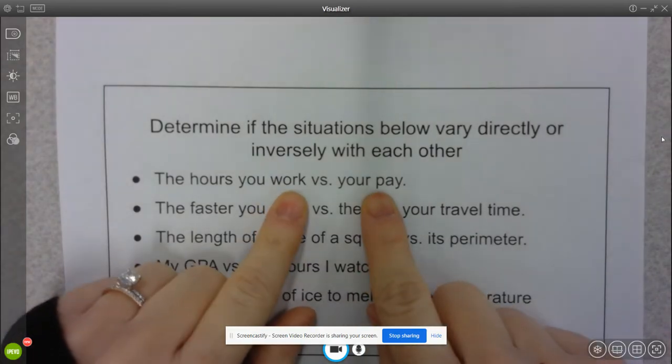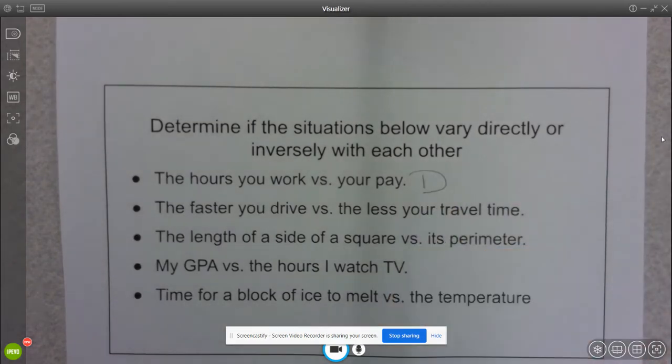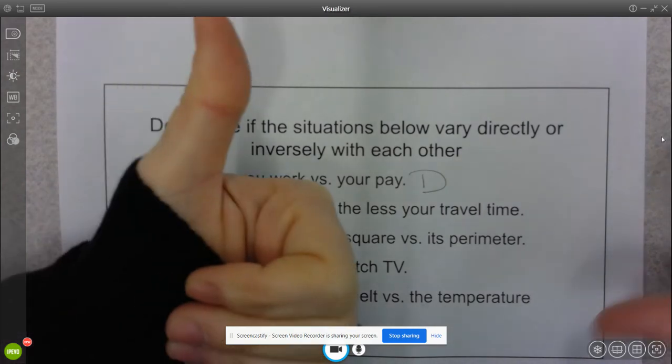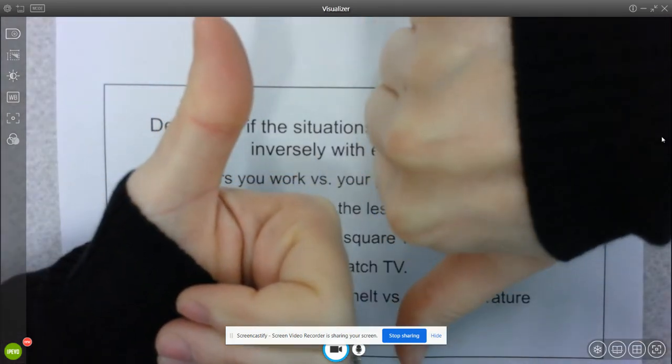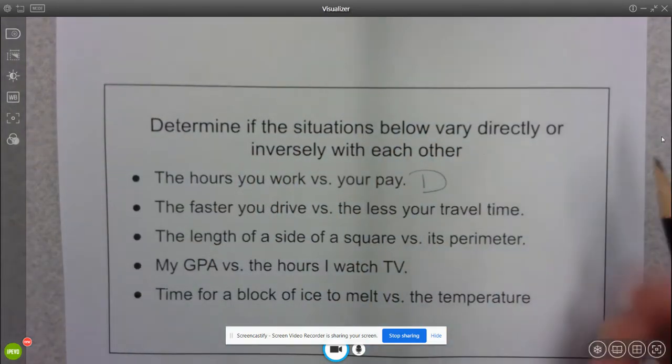So the hours that we work versus the pay that we get. Assuming that we're not on salary and that we're working an hourly job, as the number of hours that I work goes up, our pay is also going to go up. So that would be a direct variation. The faster we drive versus our travel time. So the faster I drive, my speed's going to go up. The time it takes me to travel should go down. So since the speed is going up and the time is going down, they're the opposites, so that would be inverse.